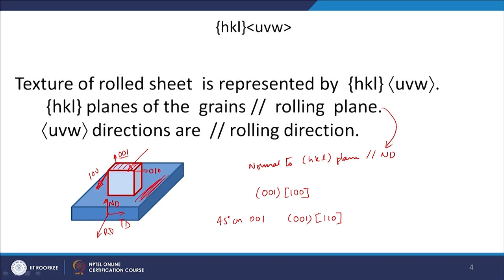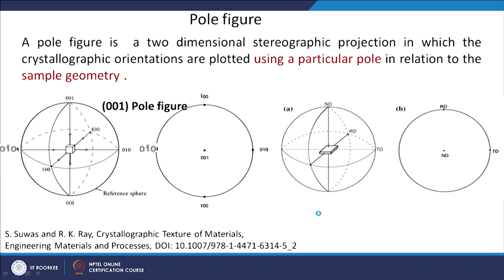Like this I can represent orientation in terms of HKL UVW. Now coming to the pole figure, again it is similar to stereographic projection.